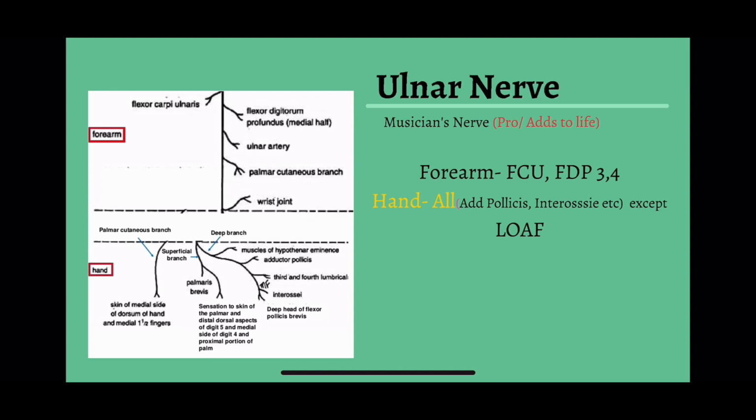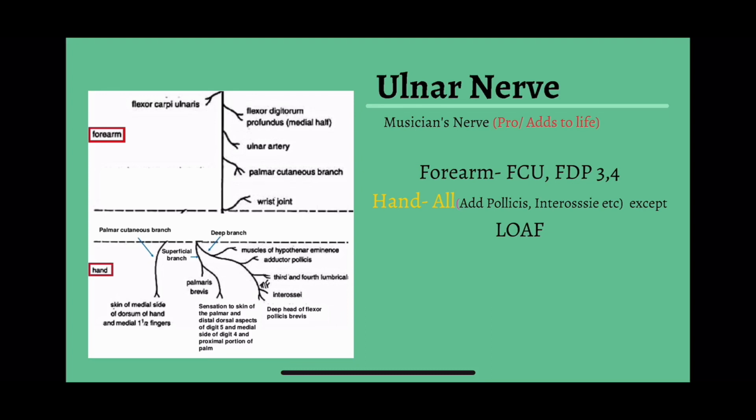So how do you remember whether FDP or FDS third and fourth is supplied by the ulnar nerve? Just now I told you about the pro thing. Musicians are pro, so the ulnar nerve will be supplying profundus, not the superficialis. Coming to the hand, the ulnar nerve will supply all the muscles, be it the interossei, hypothenar muscles, adductor pollicis, except for LOAF, and you know what LOAF is.